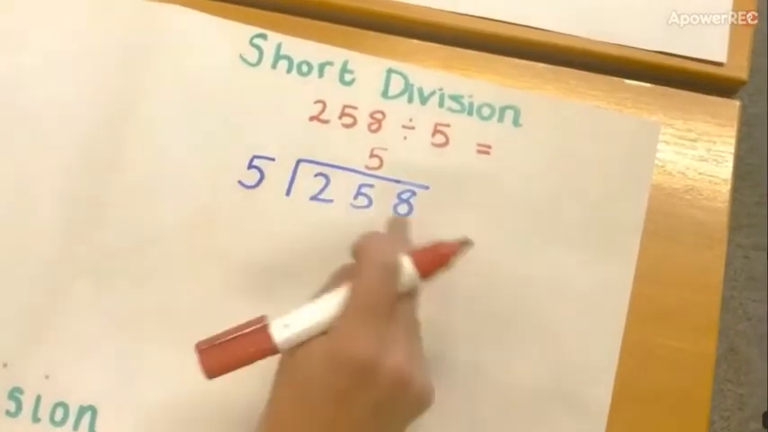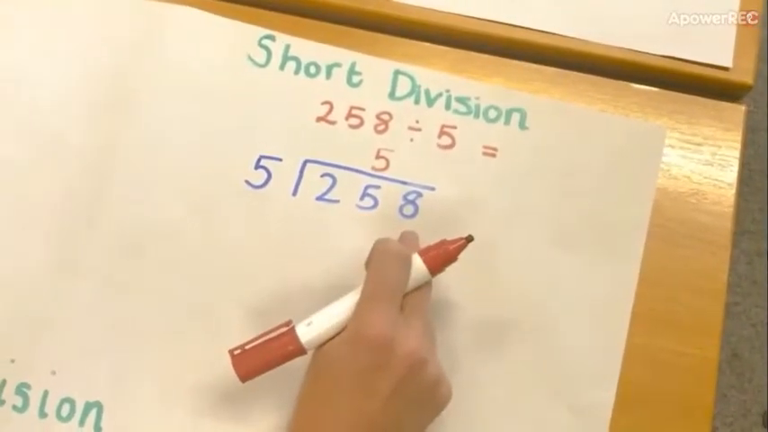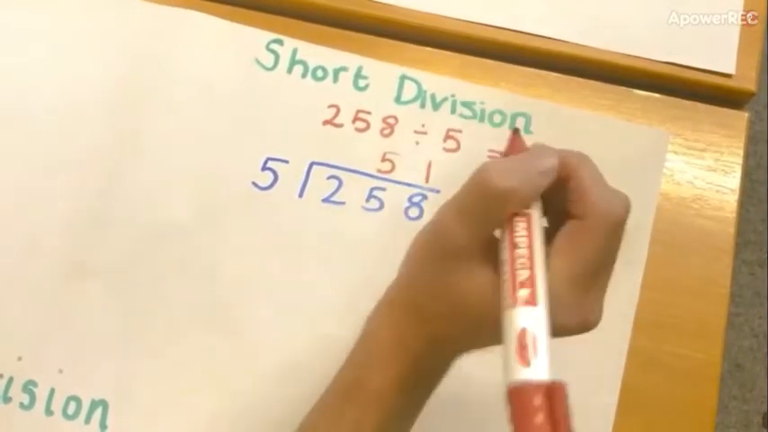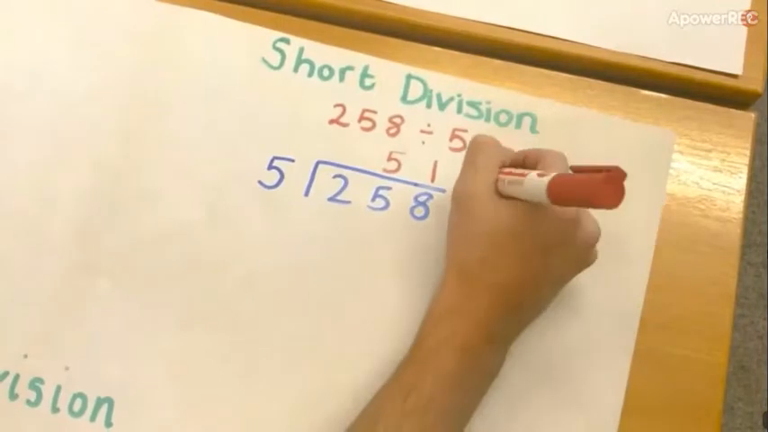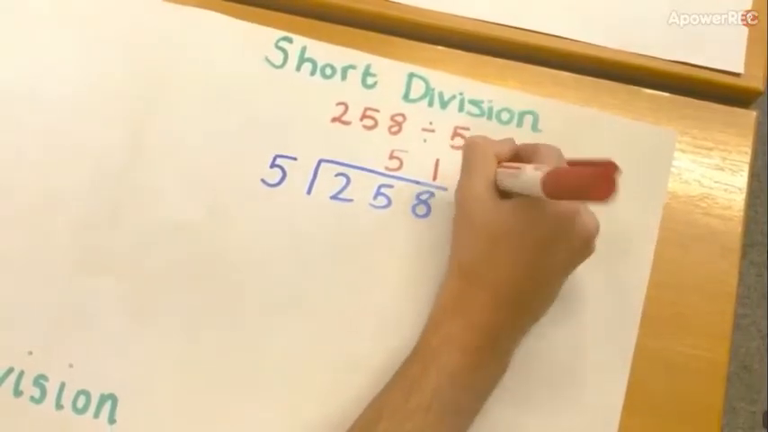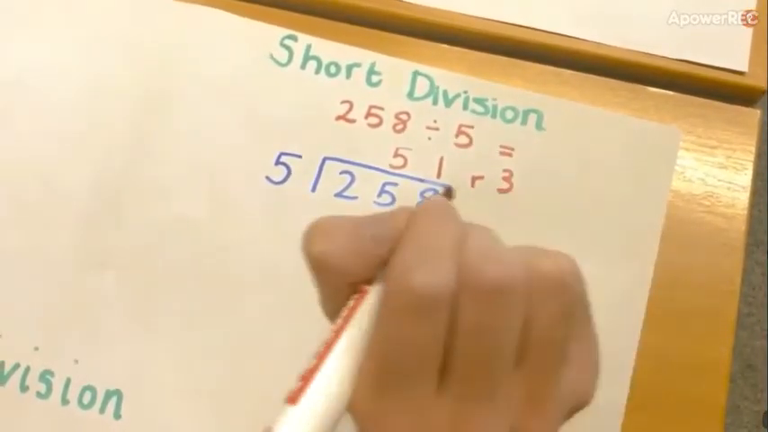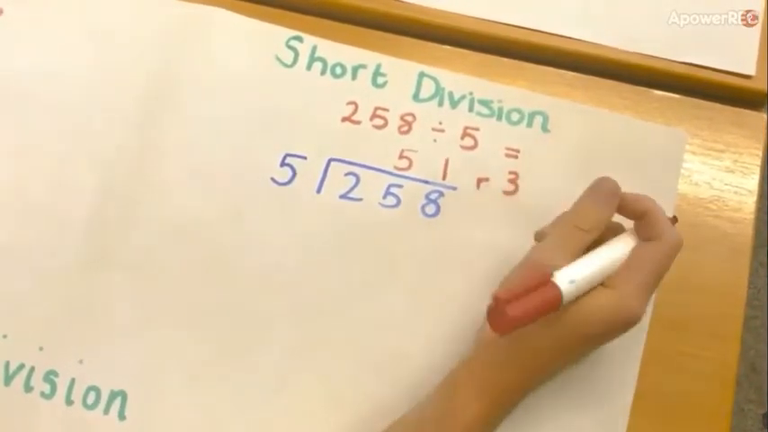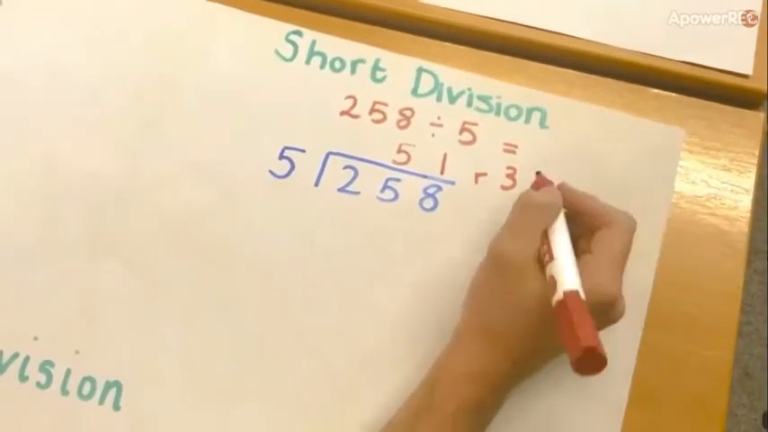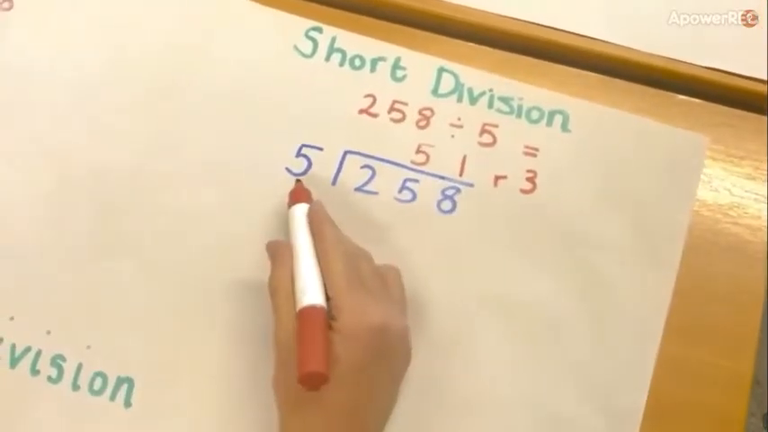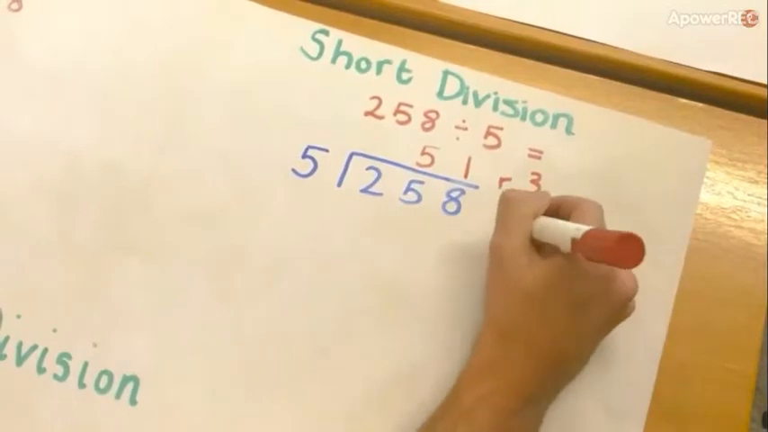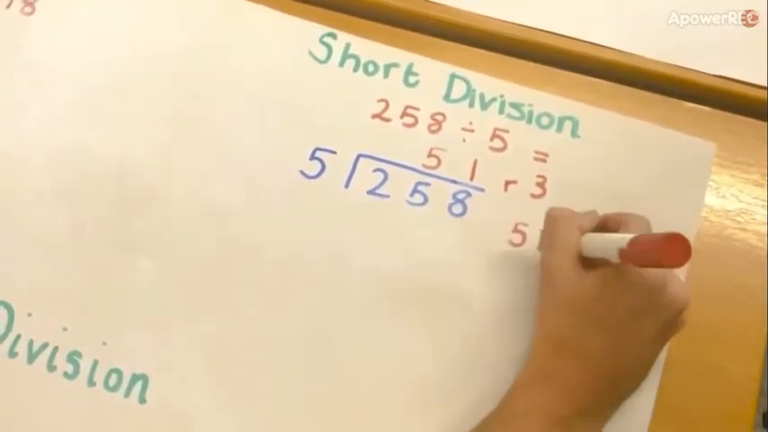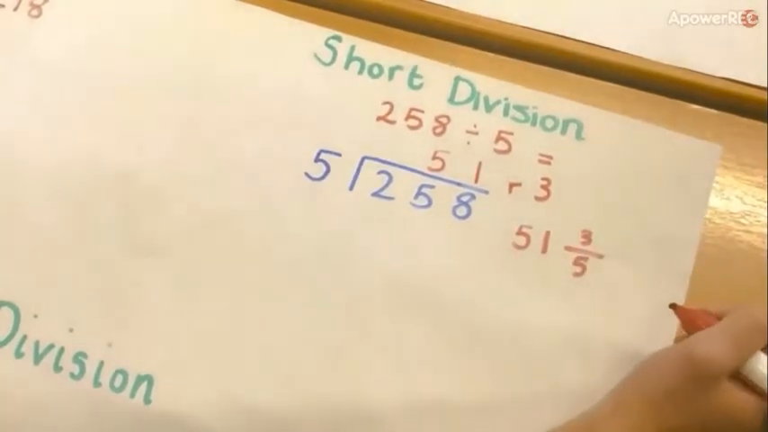Next, we need to see how many 5s go into 8. And we know the answer there is 1, which leaves us with a remainder of 3. So the answer would be 51 remainder 3, but we can also put this as a fraction instead of leaving remainders. As we look here, our divisor is 5, so the remainder 3 goes over our divisor, giving 51 and 3/5.